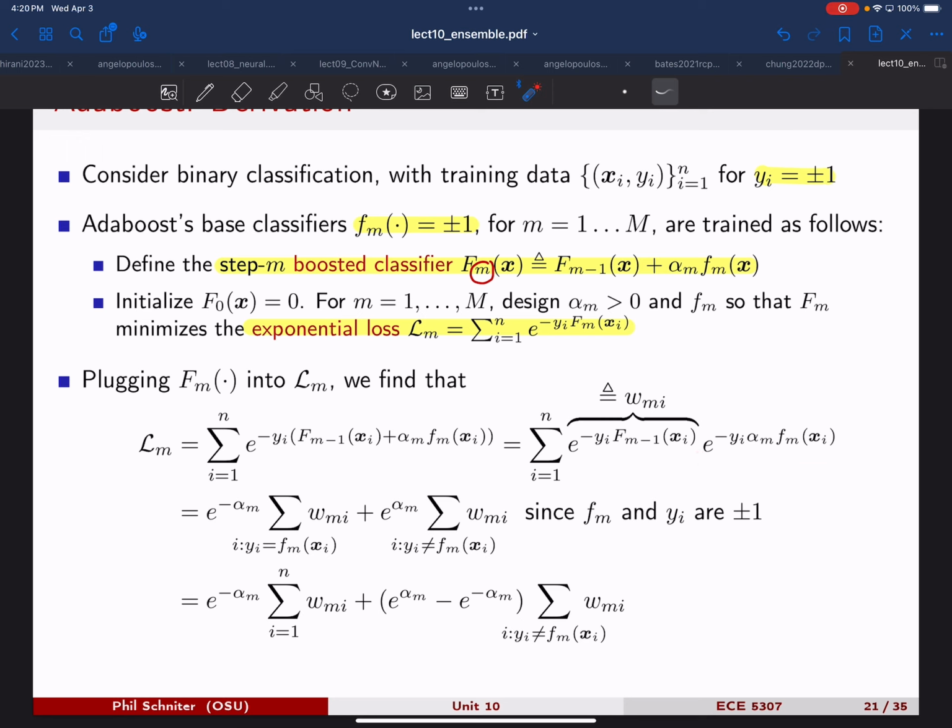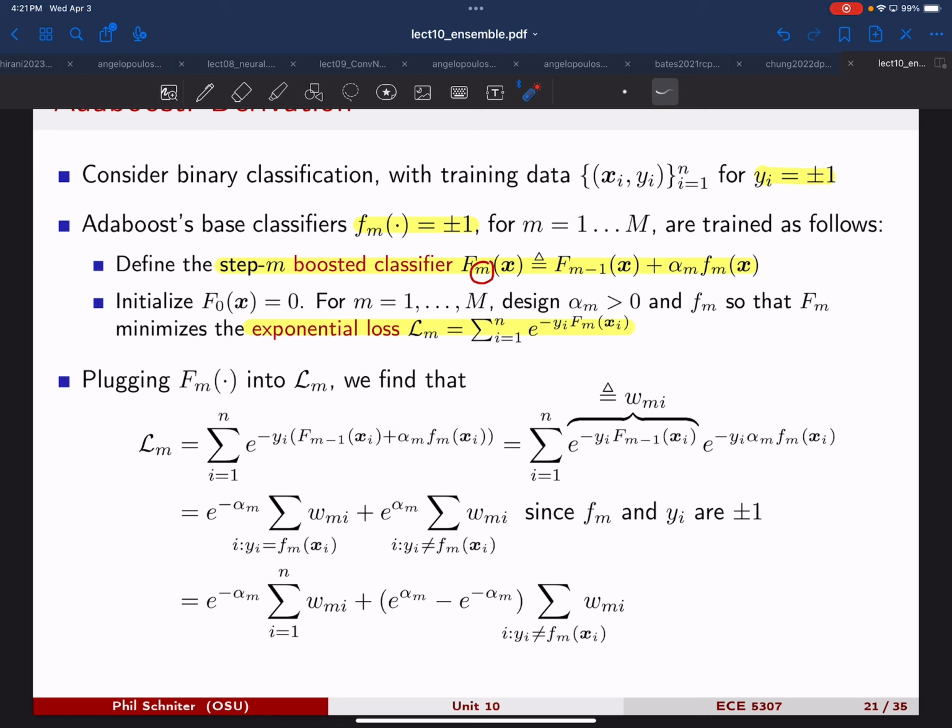And when you look at this quantity, remember that when we're at stage m, this is what we had already designed at the previous stage, so we know this. We also know our training labels. So we know all this stuff. Let's just give it a name, wmi. And you can interpret this as a weight for boosting stage m on training sample i. So the things we need to design are this alpha m and this function, or basically predictor, fm.